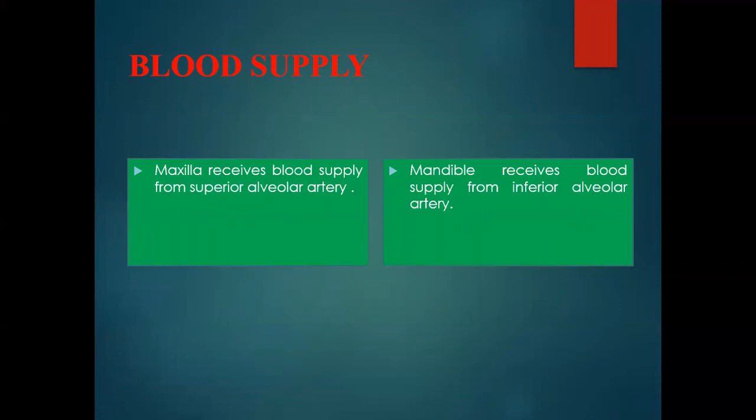Next, we come to the blood supply of the alveolar bone. The maxilla receives the blood supply from the superior alveolar artery, and the mandible receives the blood supply from the inferior alveolar artery. So we have seen about the alveolar bone, all the parts of the alveolar bone, what is alveolar bone proper and what is supporting bone. Then we have seen about the cells which form the alveolar bone, the radiographic features, and the physiological movements of the tooth. We can see the occlusal movement and the mesial drift, and then we have seen about the blood supply of the alveolar bone.